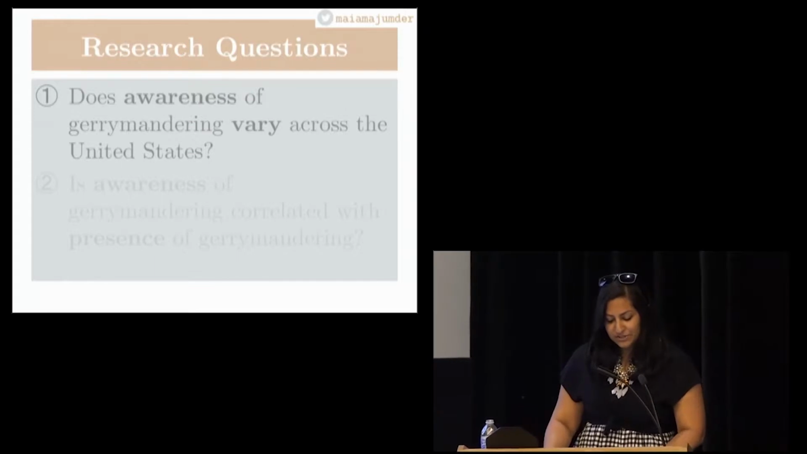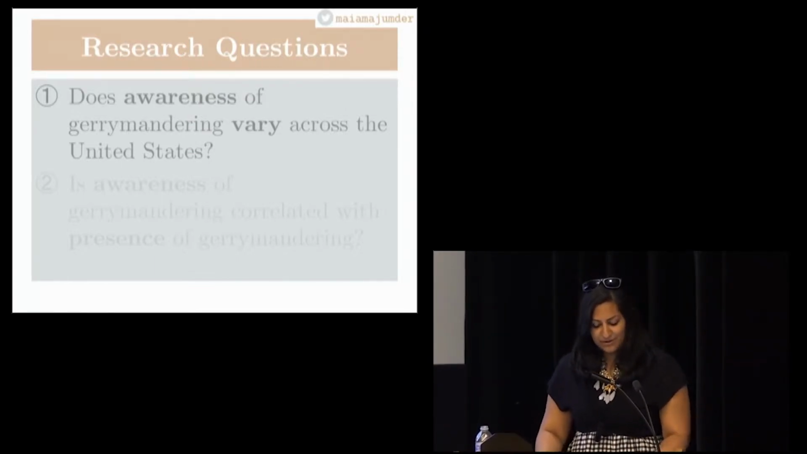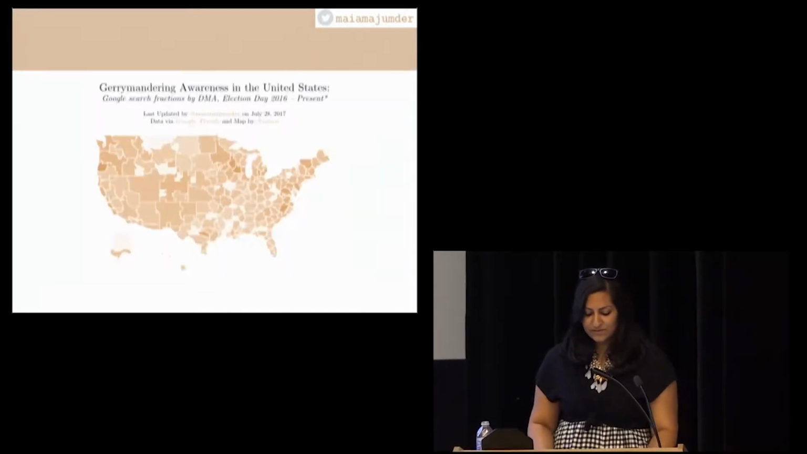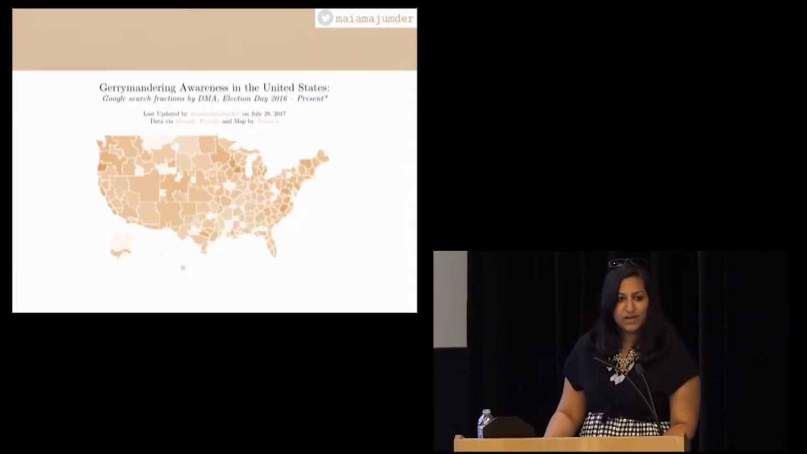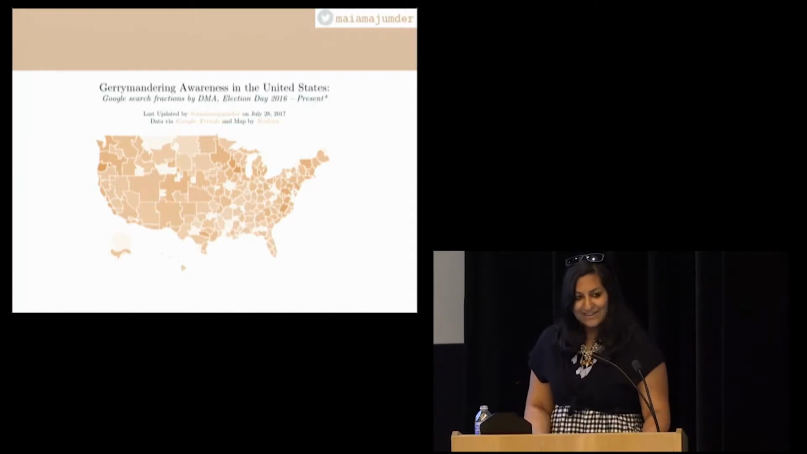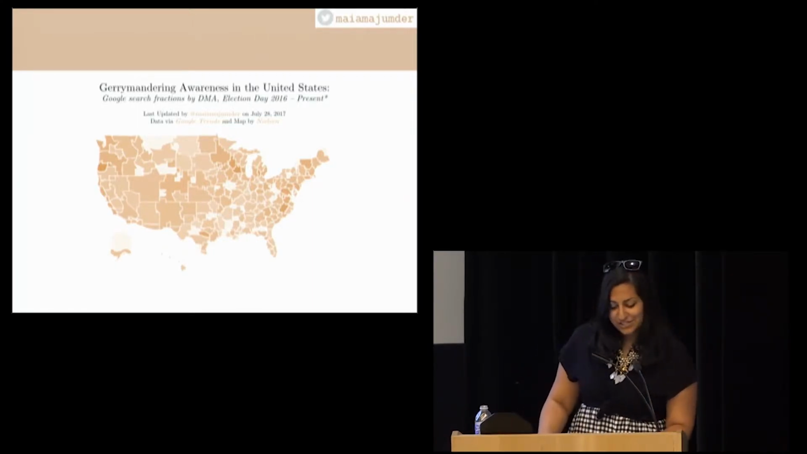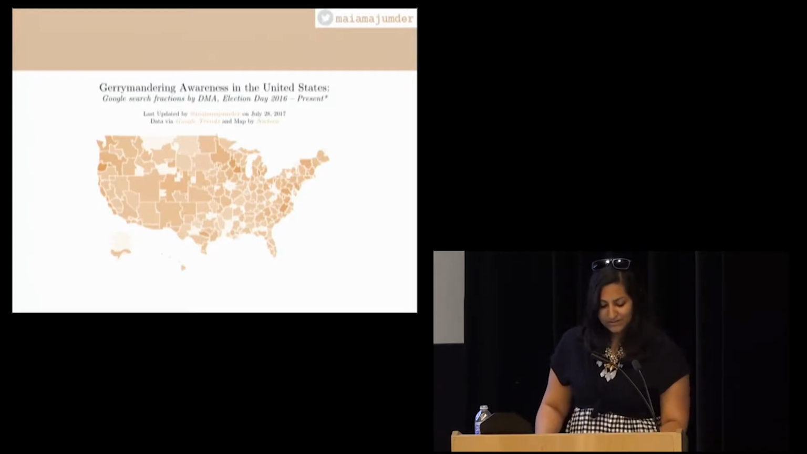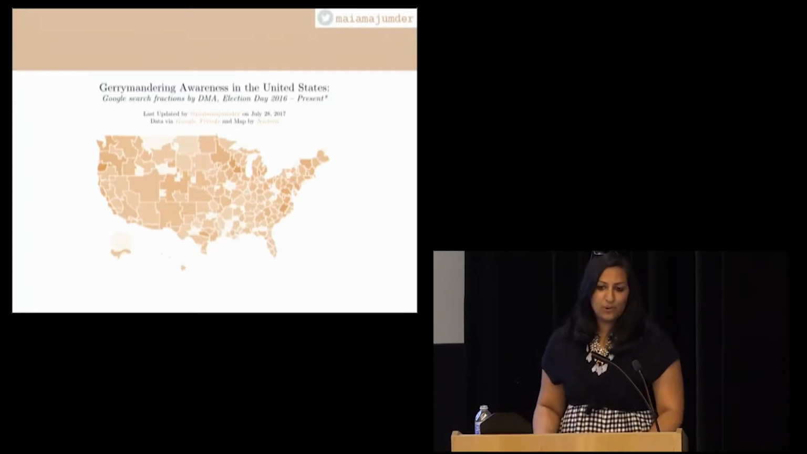So to address the first question, I used Google Trends data to assess gerrymandering awareness across the United States. Here's a map of the US broken down by Nielsen DMAs, or designated market areas, which we can talk about a little bit later if anybody's interested. Darker shades represent greater population-adjusted search interest in gerrymandering relative to lighter ones. Google Trends data essentially serves as a proxy indicator for awareness.